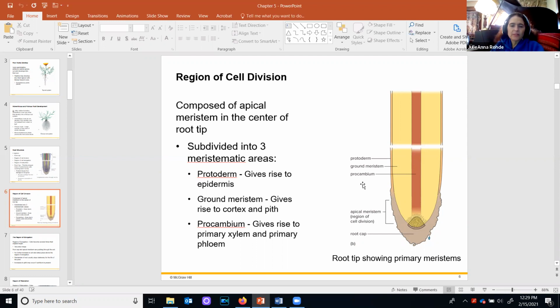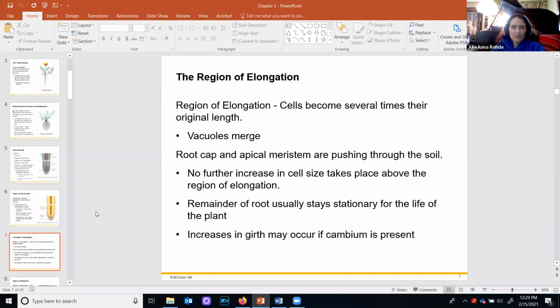The ground meristem gives rise to cortex and pith, which we haven't talked about yet, but that will be coming. And then the procambium gives rise to primary xylem and primary phloem. And yeah, there are differences between primary xylem and primary phloem. Again, I think we have more of that coming up on these slides. So let's just kind of keep moving here.